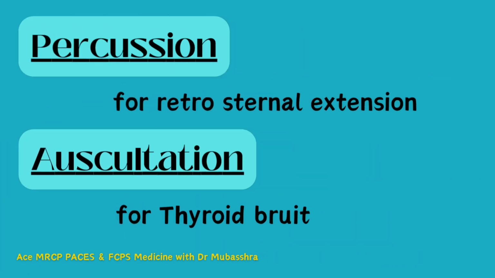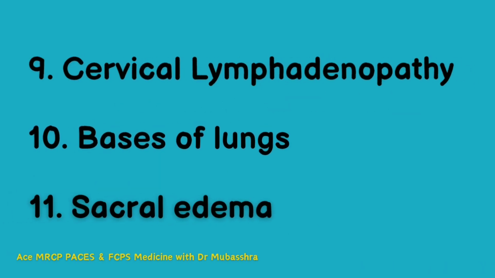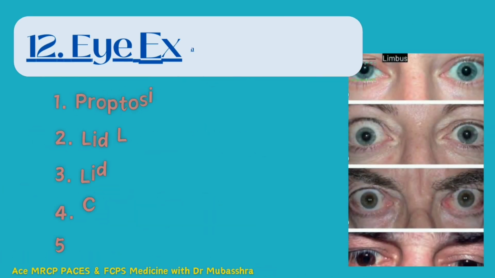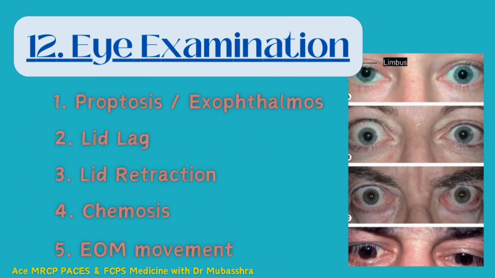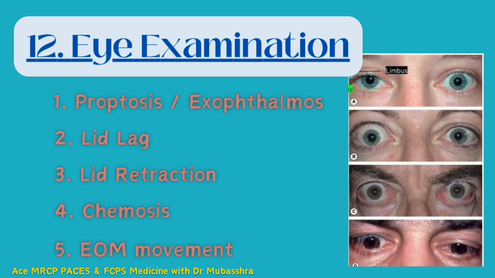You will percuss the sternum for retrosternal extension and auscultate for any kind of thyroid bruit. Then examine for cervical lymphadenopathy, auscultate the bases of lungs, and check for sacral edema. Then comes eye examination. You will look for proptosis or exophthalmos, that is the lower part of the white sclera will be visible. Then lid lag.